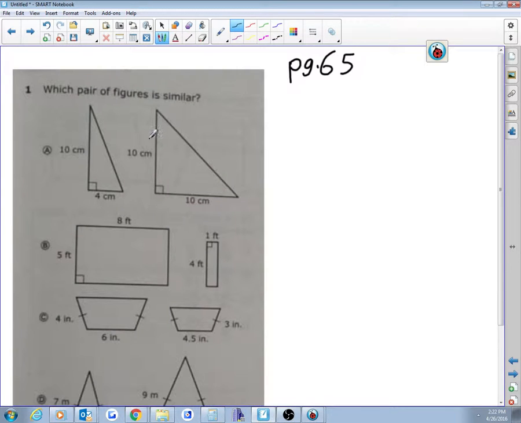So if this side is congruent to this side, if they're the same, 10 to 10, then that would be equivalent to a 1 to 1, or a 2 to 2, or a 3 to 3, or a 4 to 4, but not a 10 to 4. So A is not similar.